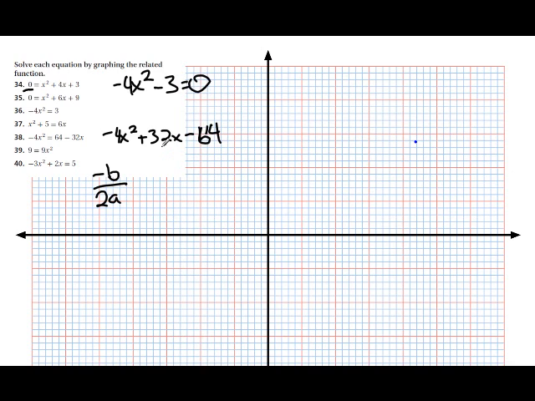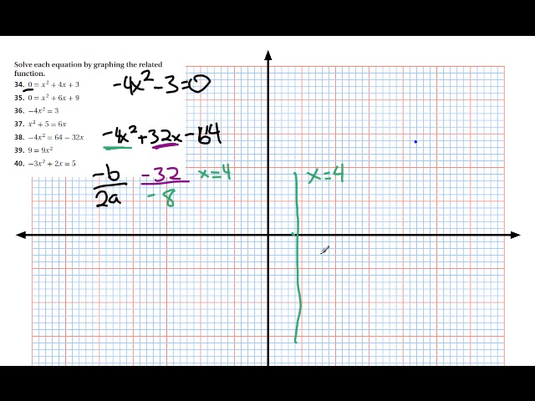And so our b is 32. We want the negative of that, so we have negative 32 divided by 2 times a. Well, a is negative 4 here, so 2 times that will be negative 8. If we simplify that out, we get x equals positive 4, which means this line right here of x equals 4, perfectly straight lines. Here's our axis of symmetry.